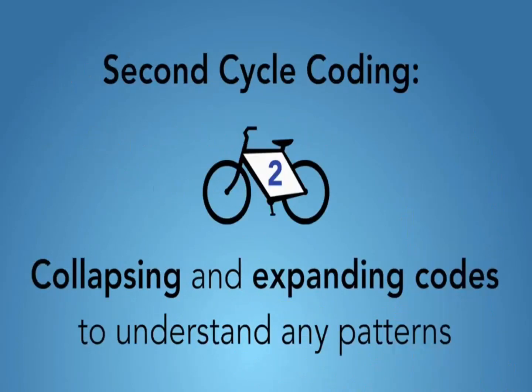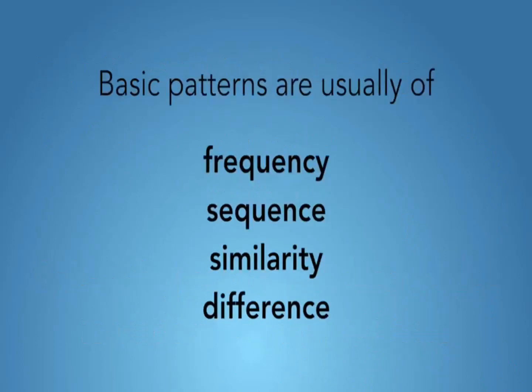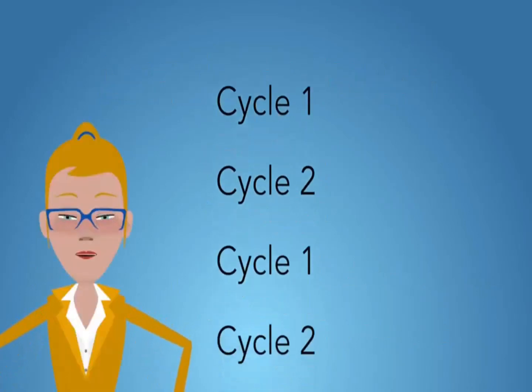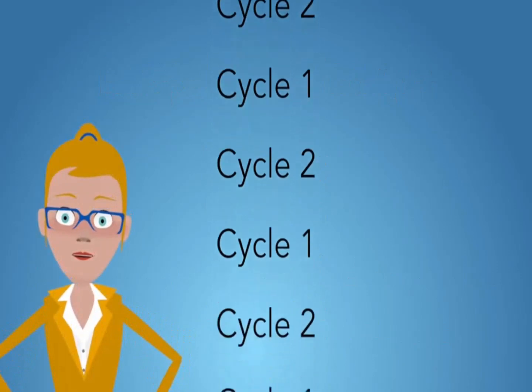Second cycle coding is when you step back and look at your notes and you're categorizing or collapsing your codes to understand your patterns. And the patterns, again, are around frequency, sequence, similarity, and difference, although there could be other kinds of patterns as well. And cycle 1 and cycle 2 happen over and over and over again.